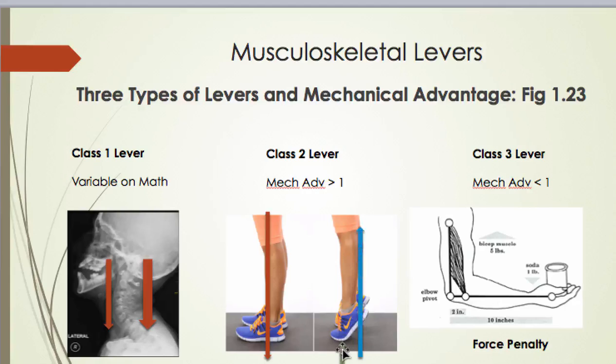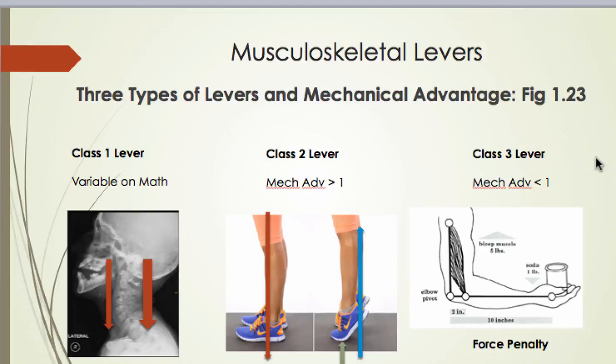So it's not a difficult thing because the axis of rotation is out distally here, and our center of mass is here. And when the center of mass is between the axis of rotation and the internal force, then the mechanical advantage is greater than 1. All right, so it's easier. It requires less force than the actual total load. That's a class 2 lever.